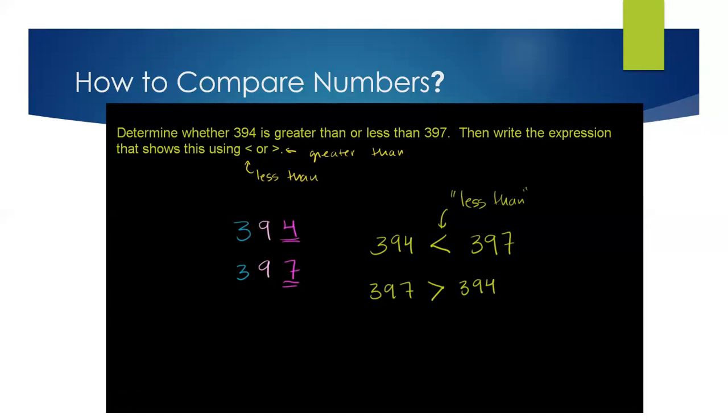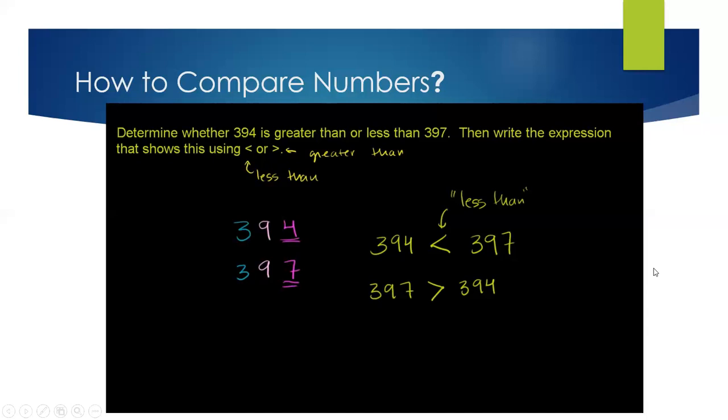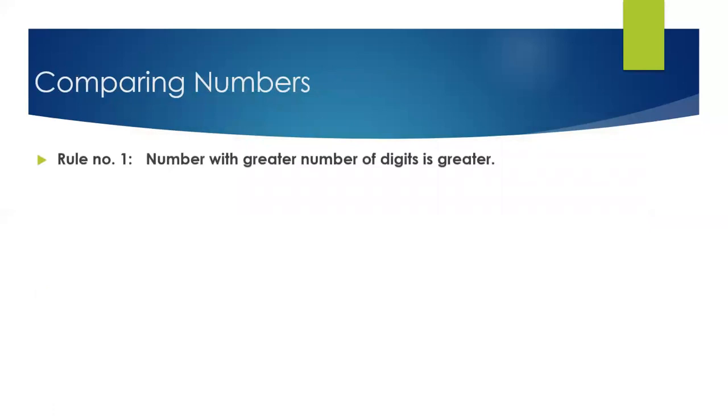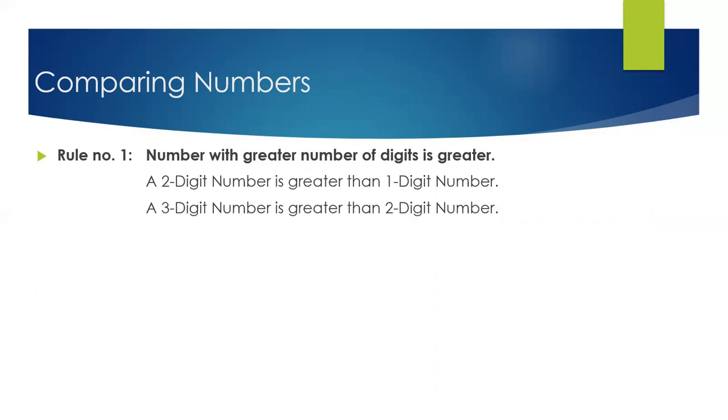So students, you have watched this video, and in this video we have described how to compare three-digit numbers. So comparing numbers follows certain rules. Rule number 1: a number which has a greater number of digits is greater. So we can say that a two-digit number is greater than a one-digit number. Similarly, a three-digit number is greater than a two-digit number. Let us elaborate this with the help of a few examples.